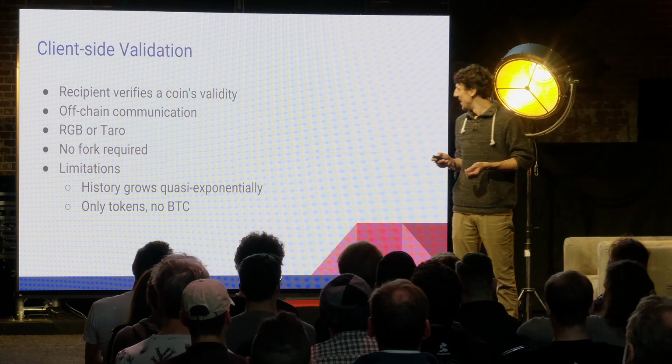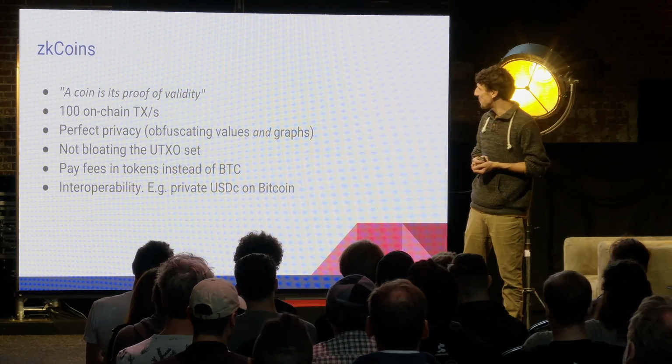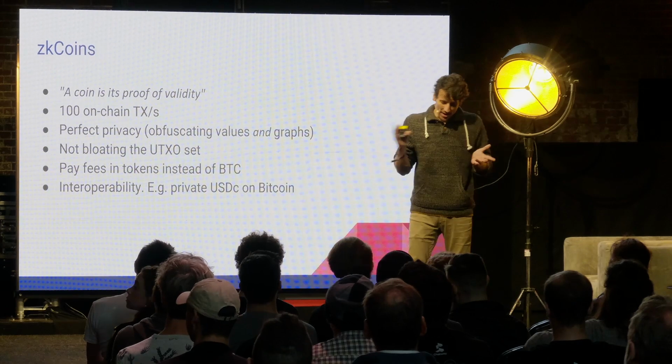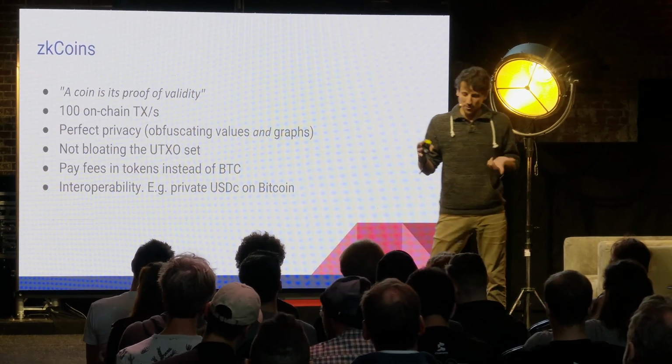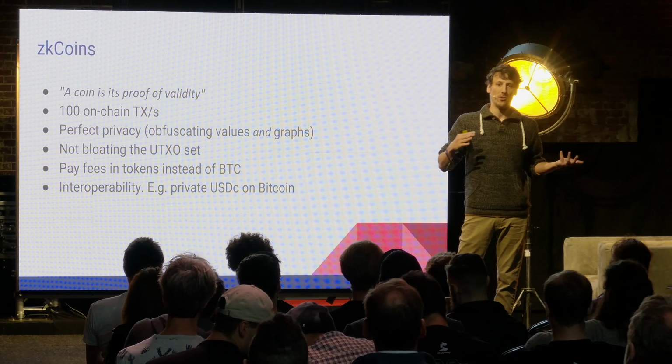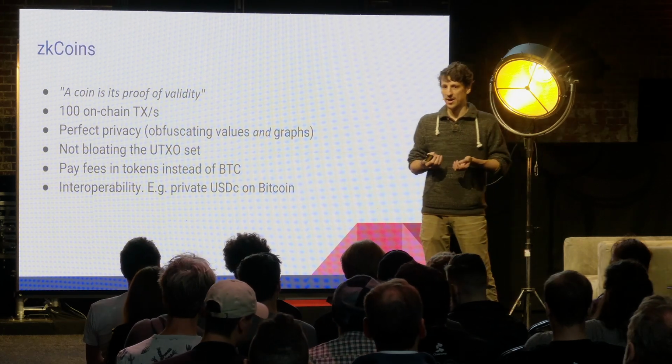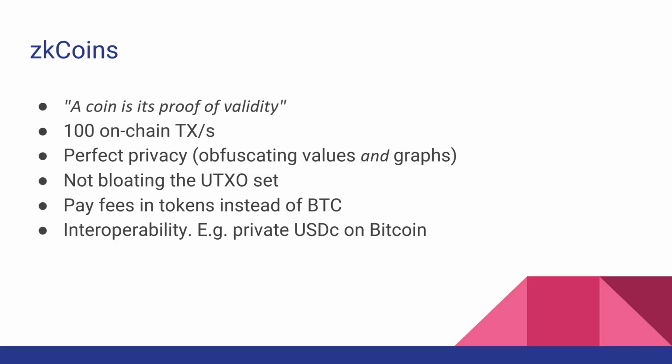Okay, ZK coins is the idea to combine RGB with validity proofs to compress that entire token history to basically a negligible size. This way, a coin becomes its proof of validity. It's not that I give you the history of the coin. I don't give you a million transactions that are in the history of the coin. I just give you a very succinct proof that this particular coin is correct, and you can verify it basically instantly. And then you know the coin is correct.